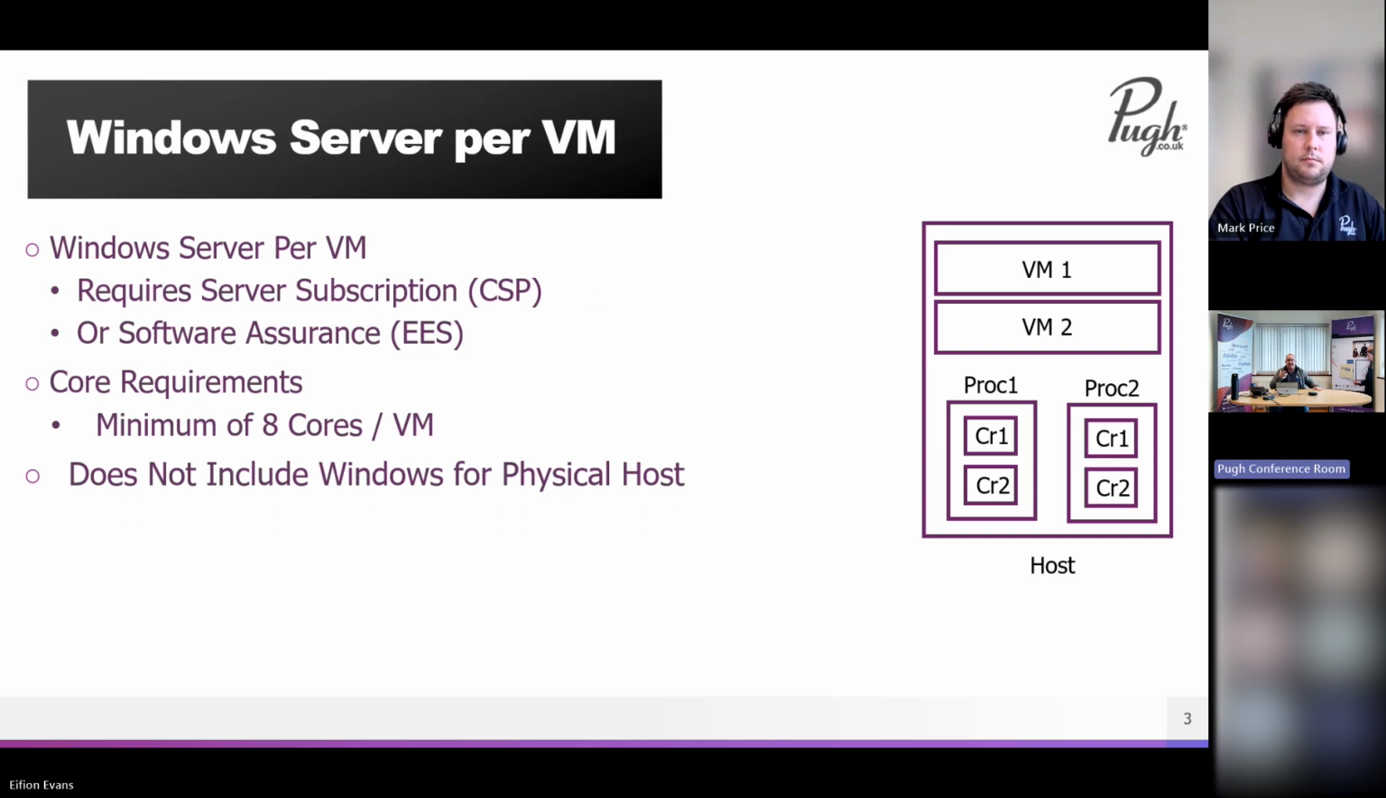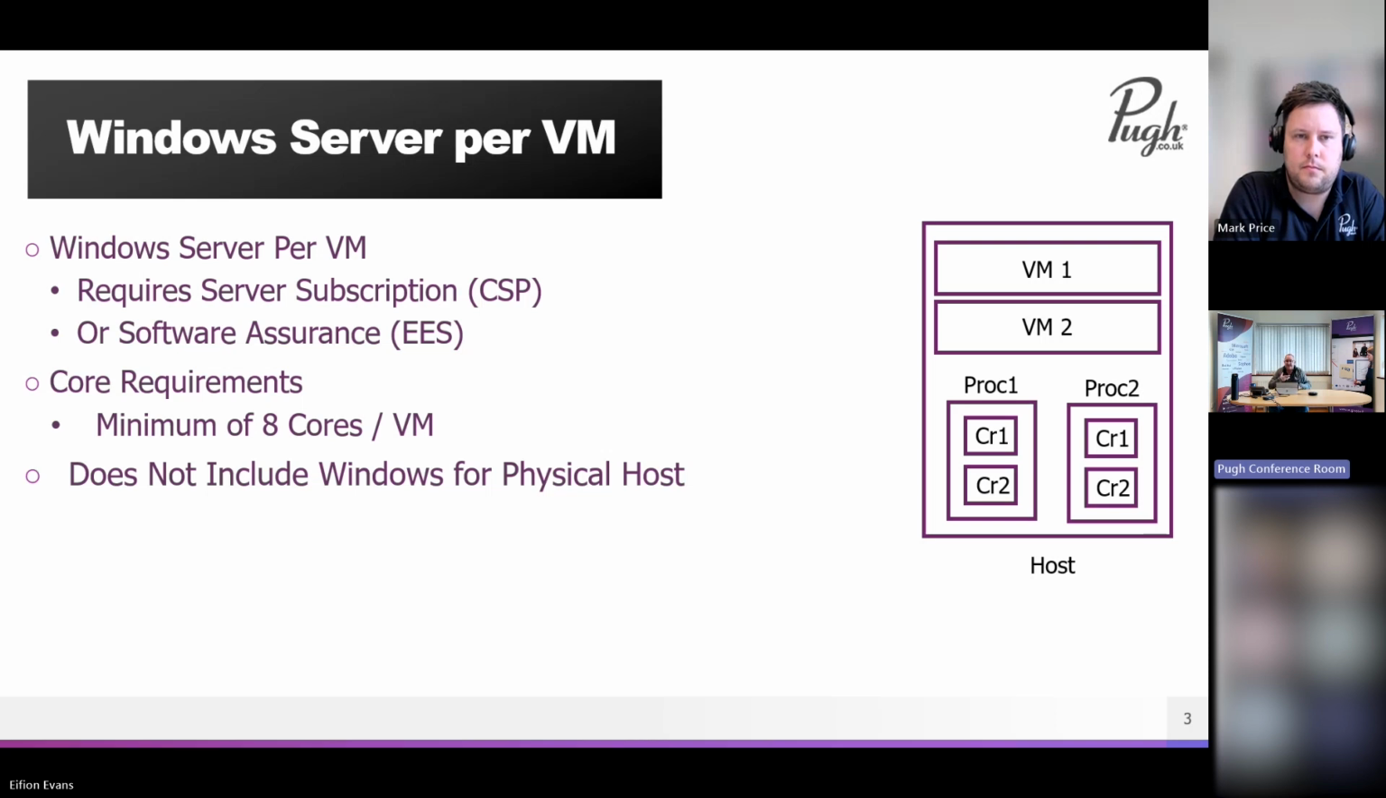But what has changed, Microsoft have added another option for licensing Windows Server, and this is per virtual machine. Now, per virtual machine means you don't have to buy for the physical host, you just buy for individual virtual machines. You can get these as service subscriptions through CSP, or you can just use your standard licenses within EES because it's a software assurance benefit.